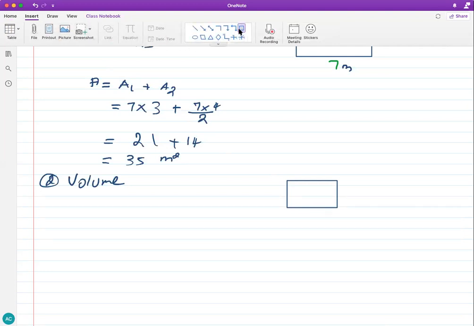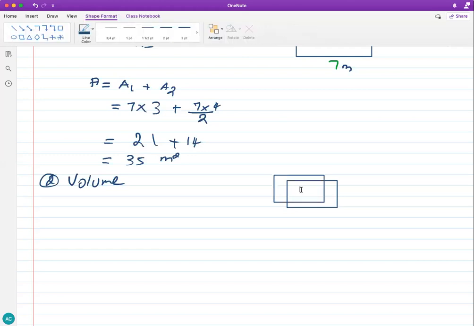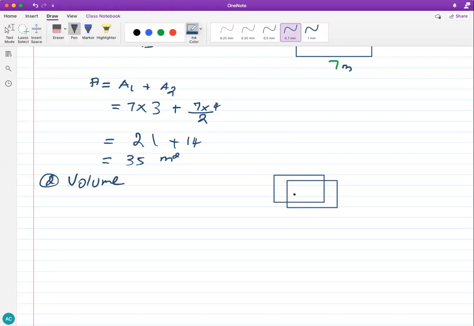I'm going to make a box. I'm just going to make a box here. And basically a box is two rectangles, and then we're going to join all these sides together. Okay, so that looks like a milk carton or something like that. So it has to have a volume.